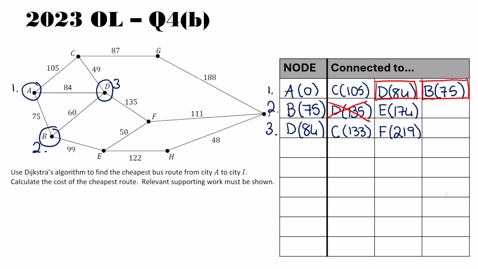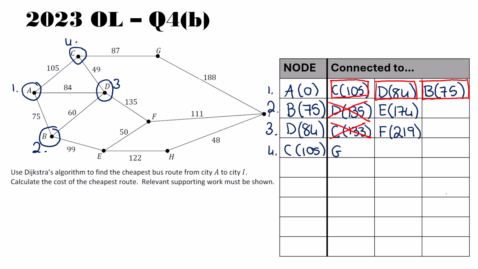We have another duplicate situation with this C, so we're going to cross out our C here, and we're going to look at the three working nodes that we have left. We have C, we have E, we have F. So let's take C. It is the next smallest value, so C gets locked in as node number 4. That is C, which is 105.